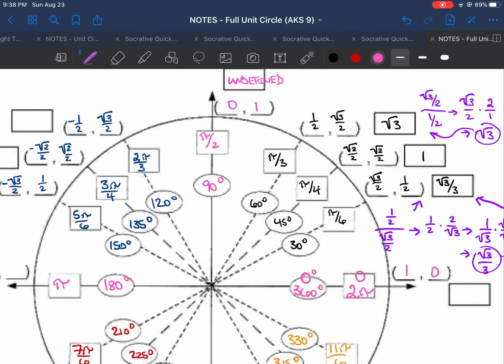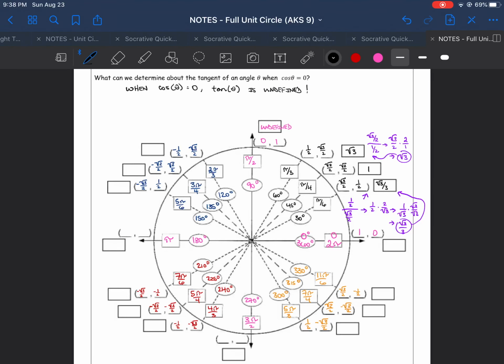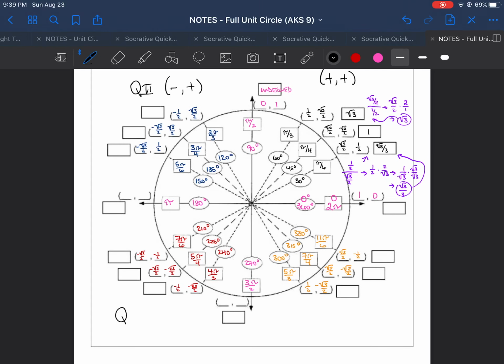So, if we looked at quadrant 1, well, quadrant 1 is all positive x's, all positive y's. So this is quadrant 1. If I looked at quadrant 2, well, quadrant 2 is all negative x's and positive y's. If I looked at quadrant 3, this is all negative x's and negative y's. And if I looked at quadrant 4, it's all positive x's and negative y's. And let's use that to our advantage here.